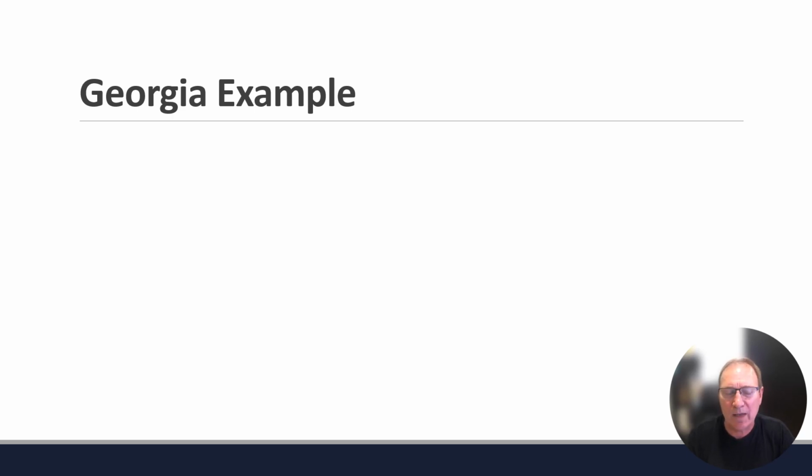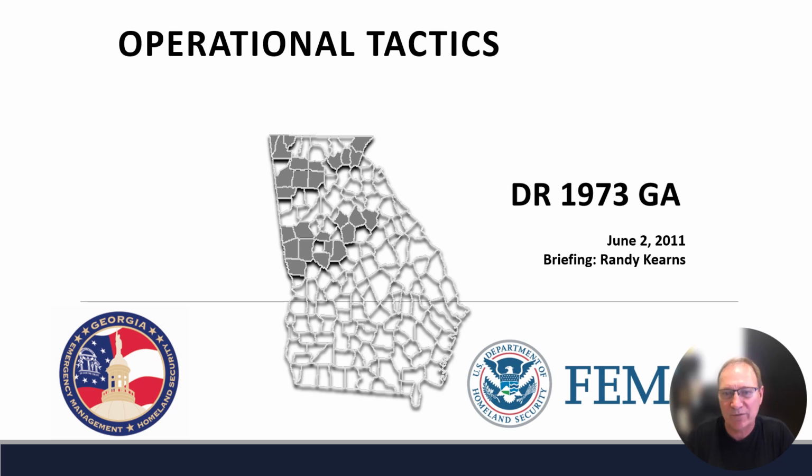So the next couple of slides, I want to go over what I call the Georgia example. This was my last full-time deployment to a disaster zone, working in operations for FEMA. And this is an operational briefing that I gave from June the 2nd of 2011. So understand that we quantify disasters. There's a numerical number assigned.